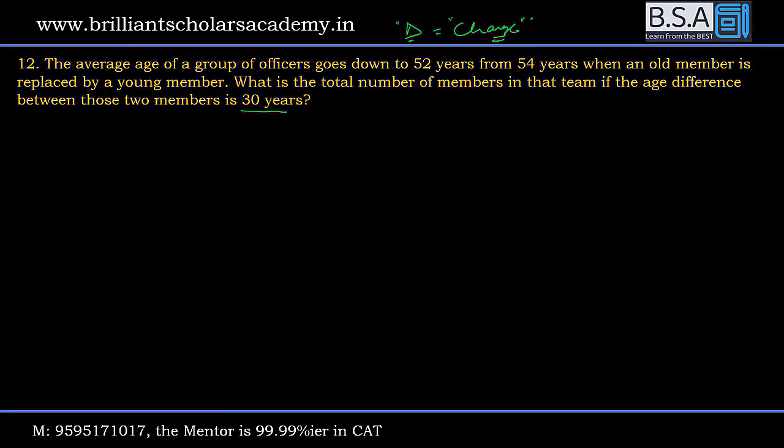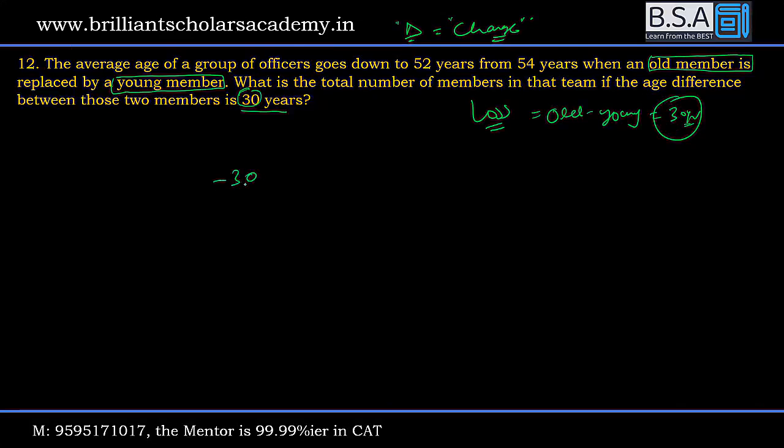Now you need to pay attention to two things. One, what is 30 years? 30 years is the age gap between the older person and the younger person. What is happening is one older member or elder person is leaving the group and a younger member is joining the group. So we are saying old minus young is equal to 30 years. This is the loss that is happening in total. 30 years is the loss they have to take.